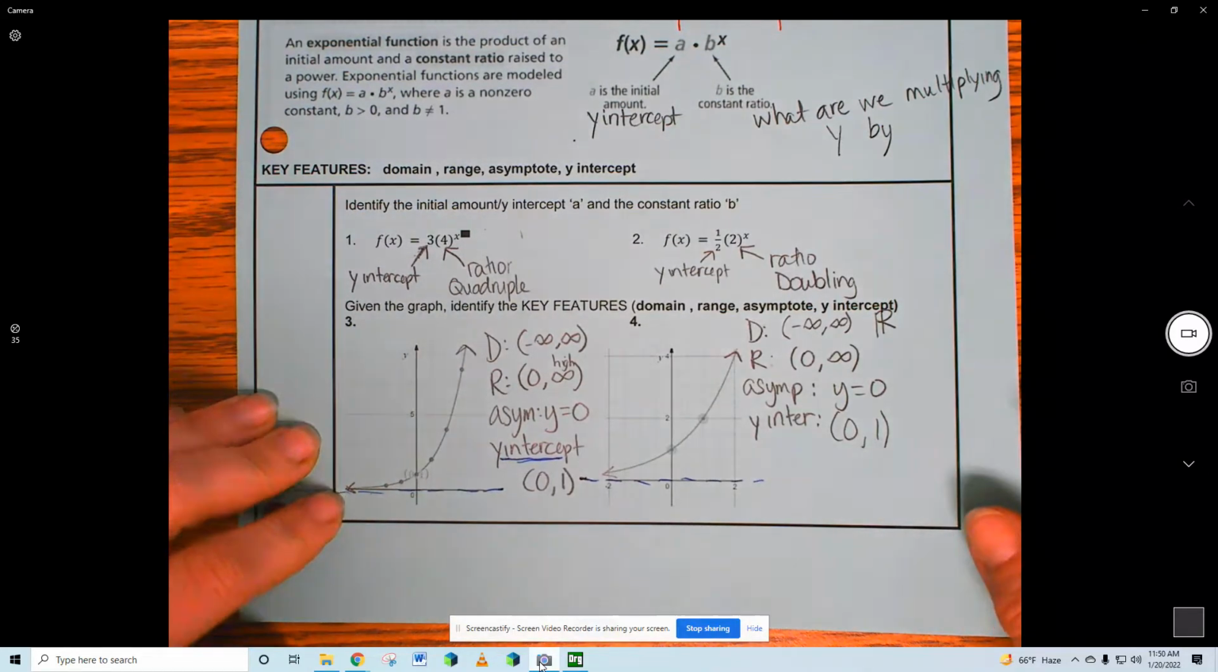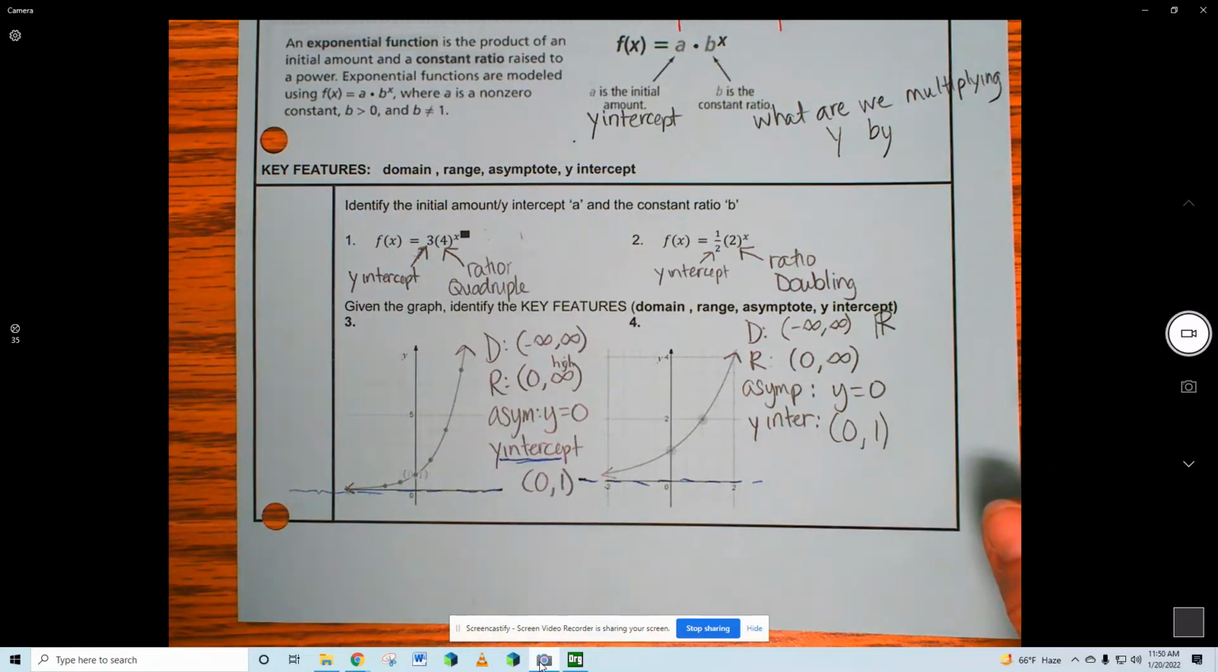Any questions on 1 through 4? Yeah. Is the asymptote always going to be 0? No. If I shift up my graph, it would be a different number. But for the first few, for us, it's going to be 0.